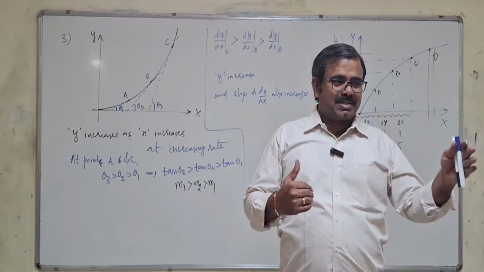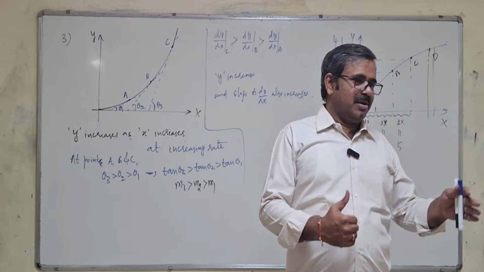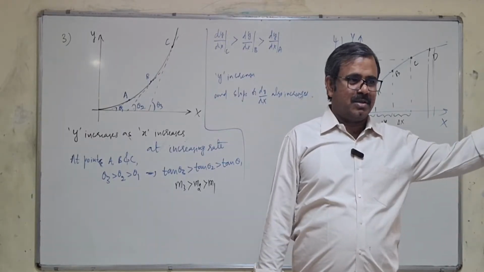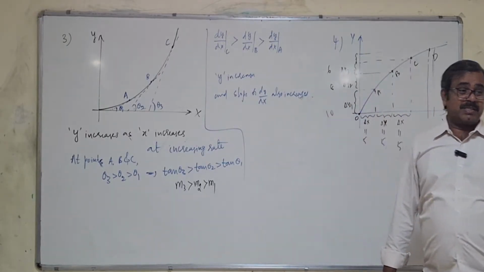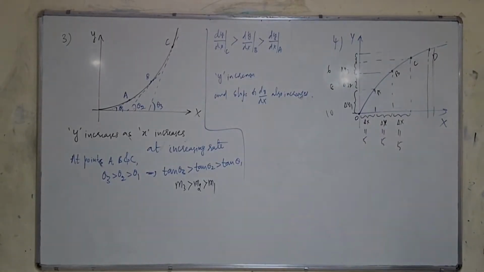But initially, distance has increased at a faster rate. But as you go farther and farther, the rate of increase in the distance has slowed down. The speed has become smaller. You understand what I'm saying? So what's the conclusion here?